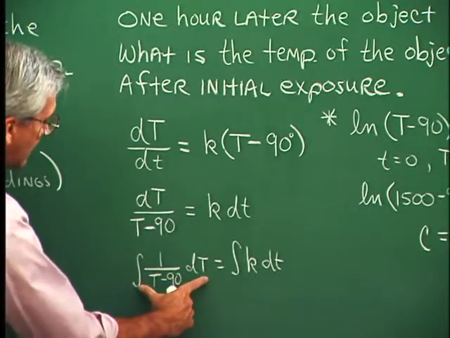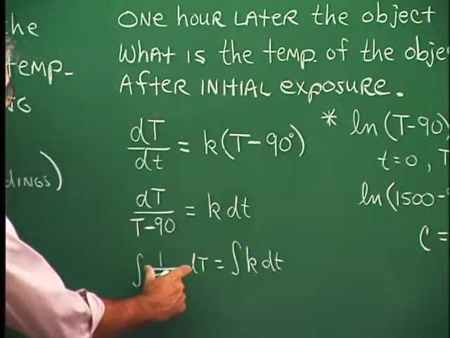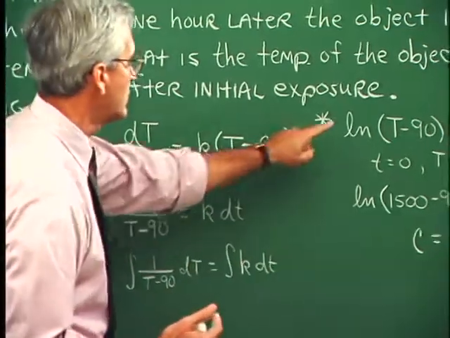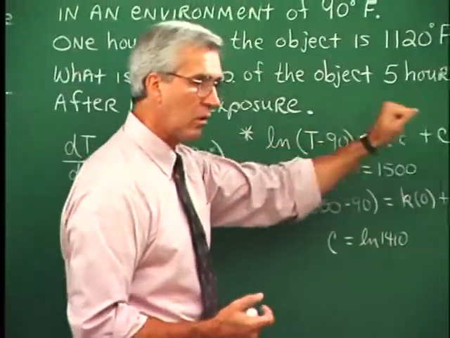All right, so this side then becomes the natural log of T minus 90. This side becomes kt plus a constant. So we have this as our model that we're working with from here.